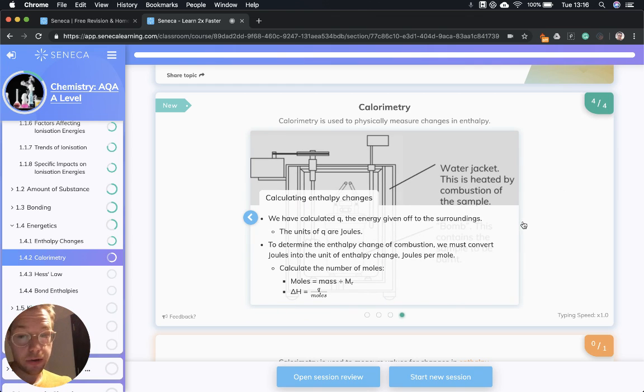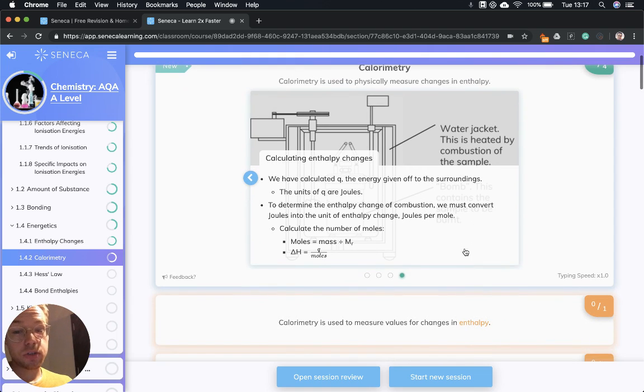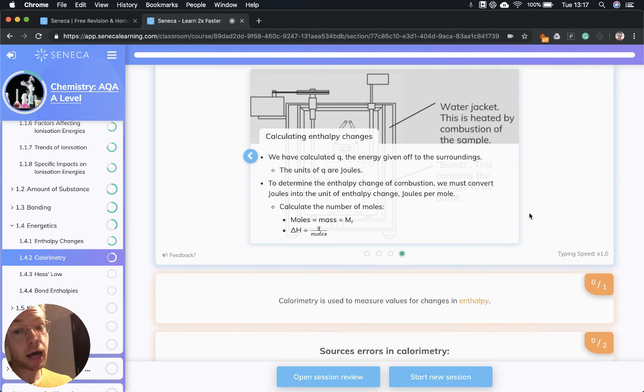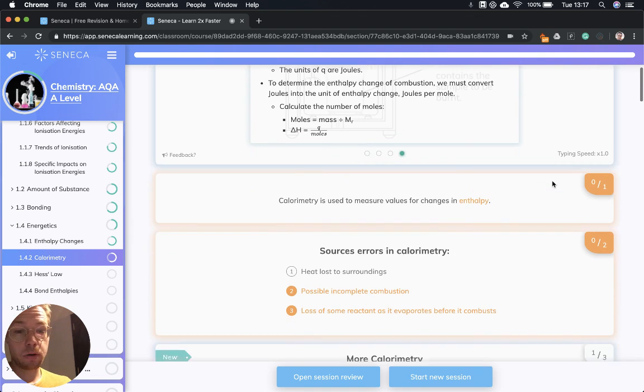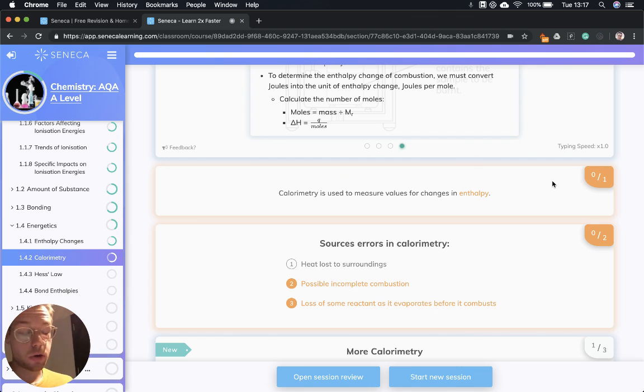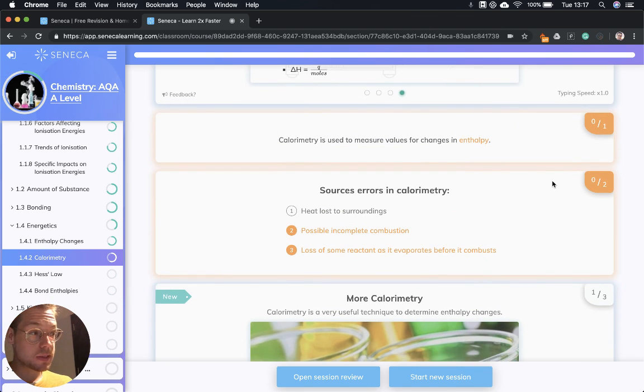So how do we calculate enthalpy changes? Once we've calculated Q, that tells us the energy given off to the surroundings, and the units of Q are joules. To determine the enthalpy change of combustion, we must convert joules into the unit of enthalpy change, joules per mole. So to do this, we calculate the number of moles using the formula moles equals mass divided by Mr. And then we can calculate the enthalpy change by doing Q divided by the number of moles. Easy peasy.